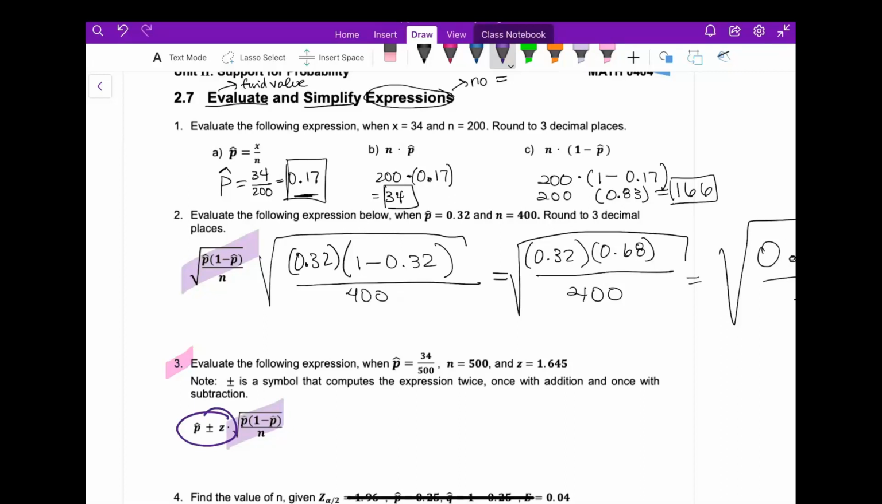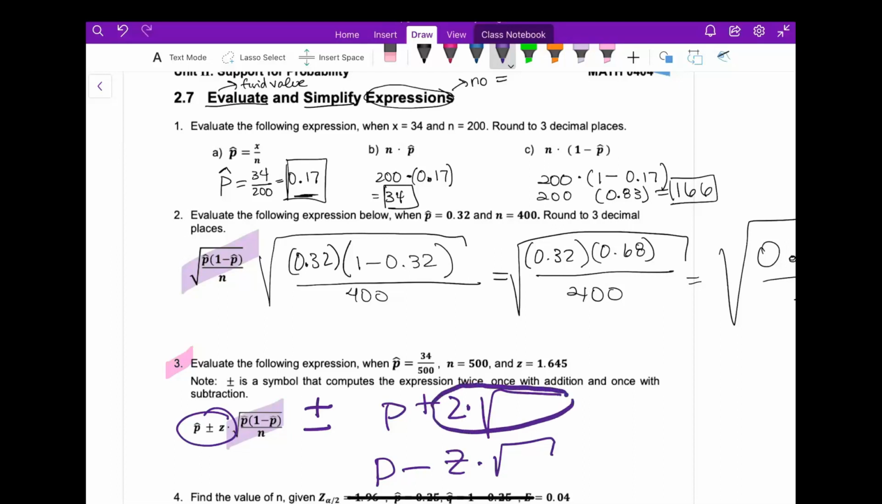First of all, this plus minus symbol indicates 2 things. So you're going to have p hat plus z times the square root, and you're going to have another completely different operation where you have p hat minus z times the square root. Now, focusing on the fact that now you're going to have 2 answers, I want to remind you that multiplication is first. Order of operations tells us to multiply. Do not add these 2 numbers. That is completely wrong. Please make sure you don't do that.